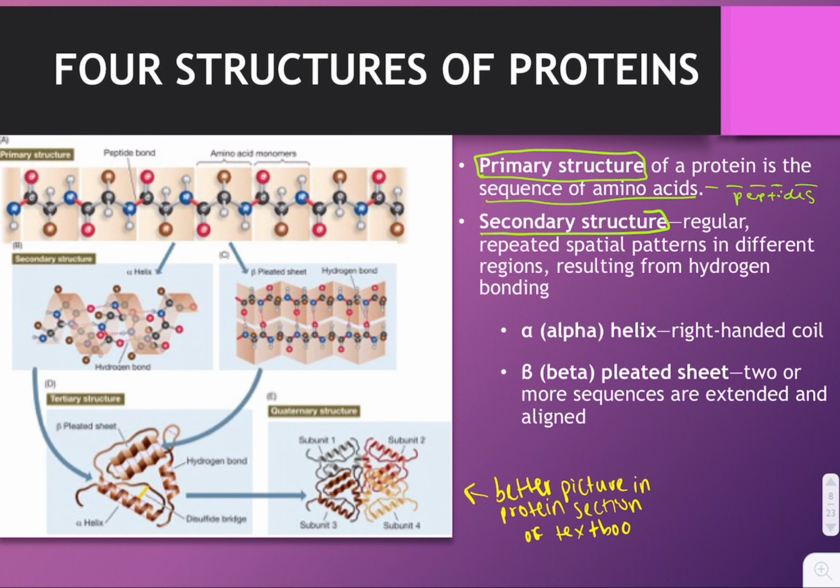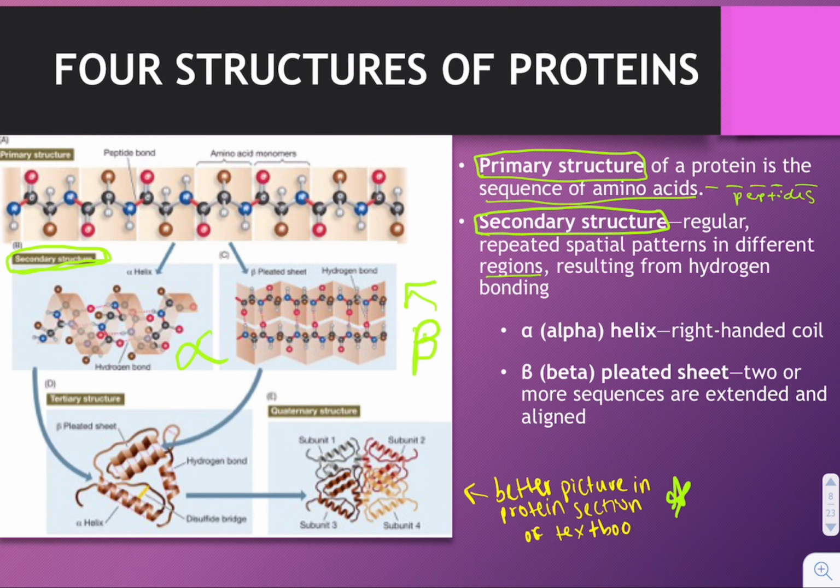Secondary structure is the regular repeated spatial patterns in different regions resulting from hydrogen bonding. So we got some different ones here. This picture is a little blurry, and it's pulled from your textbook, so I would just go to the protein section of your textbook to see this picture that's a little bit more clear, because I know this is blurry on here. But in this picture, we have the alpha helix side, and then we have the beta pleated sheet side over here.